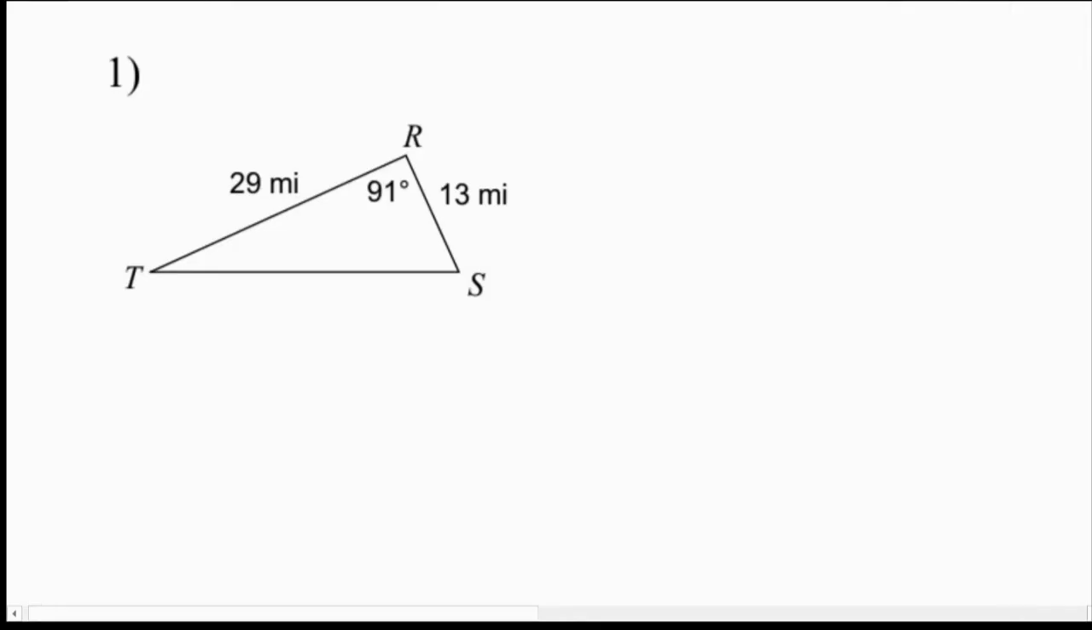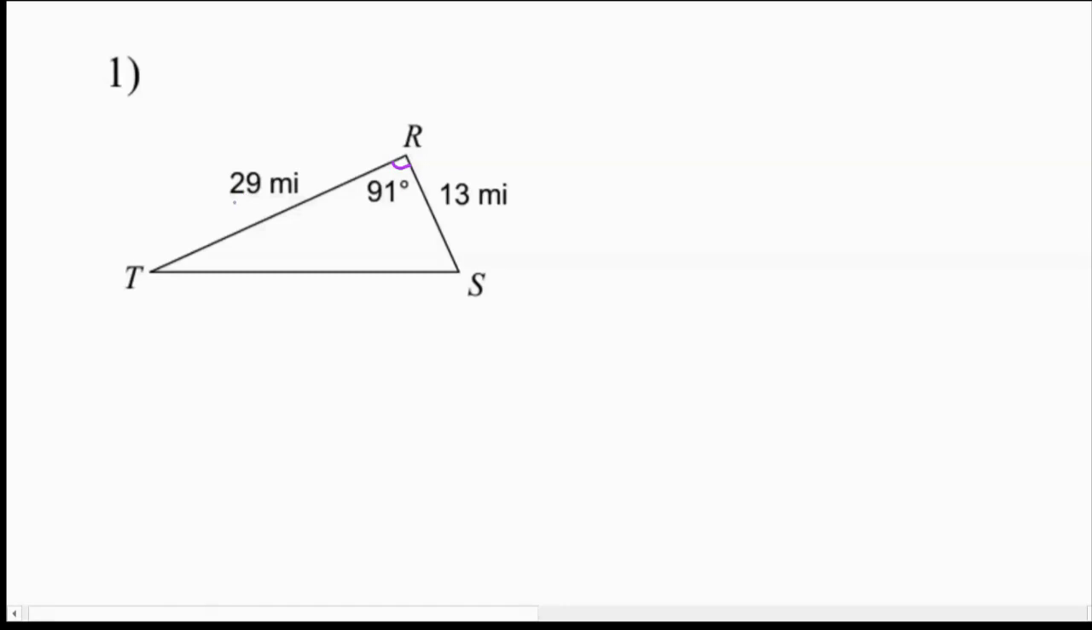Here we're asked to solve this triangle, meaning we need to find all of the angles and all the side lengths. So to start here, I want to think through some of the things that I could use to solve it. First of all, I only know one angle, so I can't use just the idea that a triangle has 180 degrees to find the other two angles yet.